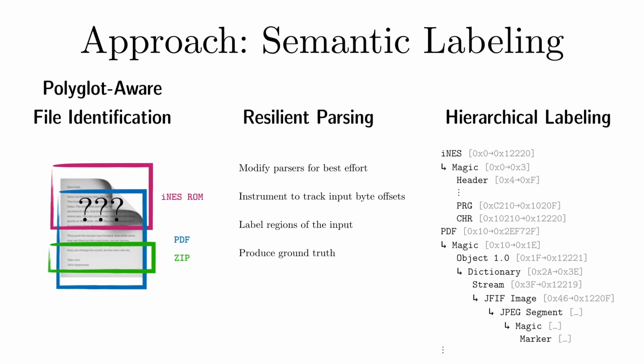So our approach for doing the semantic labeling of file formats to get ground truth is that first we do polyglot-aware file identification. We want to have a technique that will work kind of like the Linux file command, but instead of stopping at the first match that it finds, to try all the different file formats and return multiple if, for example, the file is a polyglot.